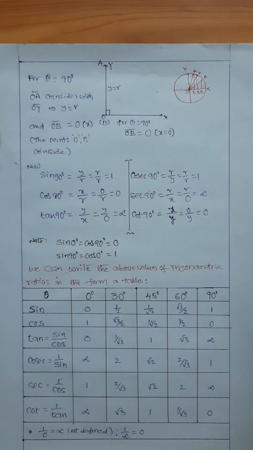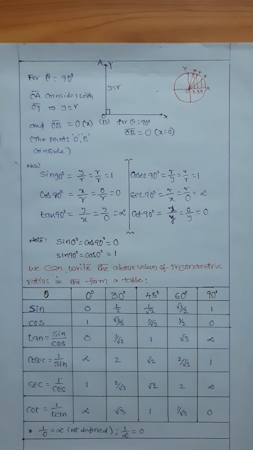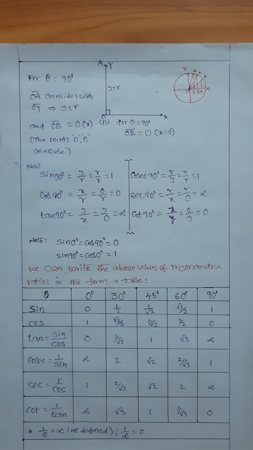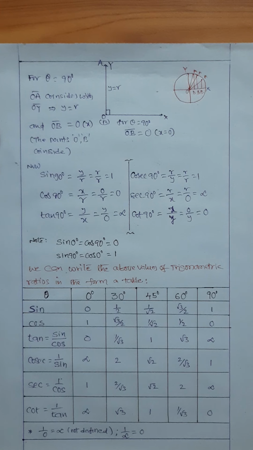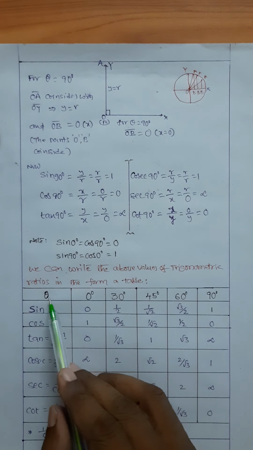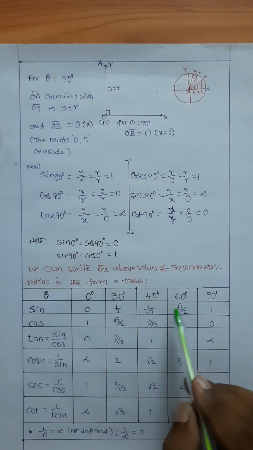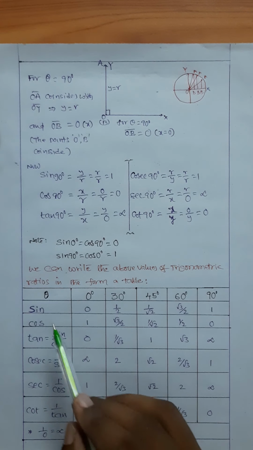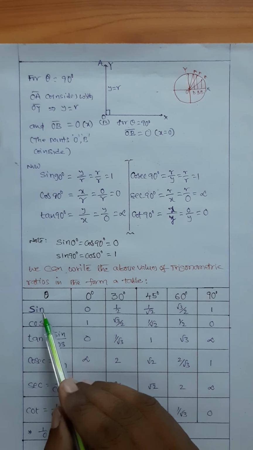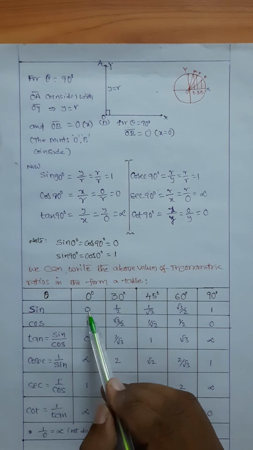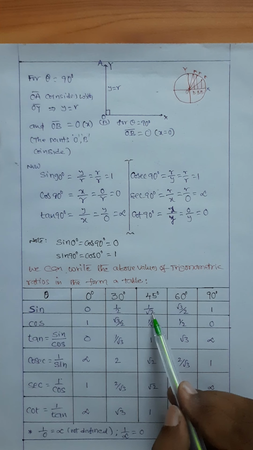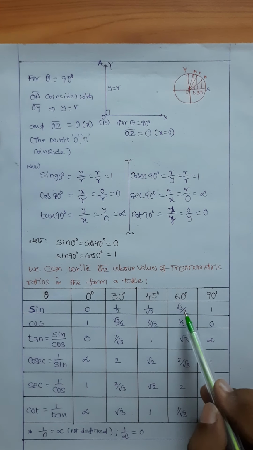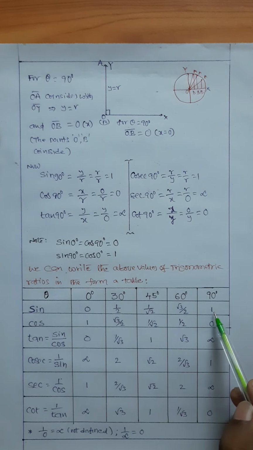So far we have found out trigonometric ratios for 0 degrees, 30 degrees, 45 degrees, 60 degrees and 90 degrees. We can tabulate all these things like this to remember easily. When theta is 0, 30 degrees, 45 degrees, 60 degrees, 90 degrees, we can write the sine function. Sine 0 degrees is 0. Sine 30 degrees is equal to half. Sine 45 degrees is equal to 1 by root 2. Sine 60 degrees is equal to root 3 by 2. Sine 90 is equal to 1.